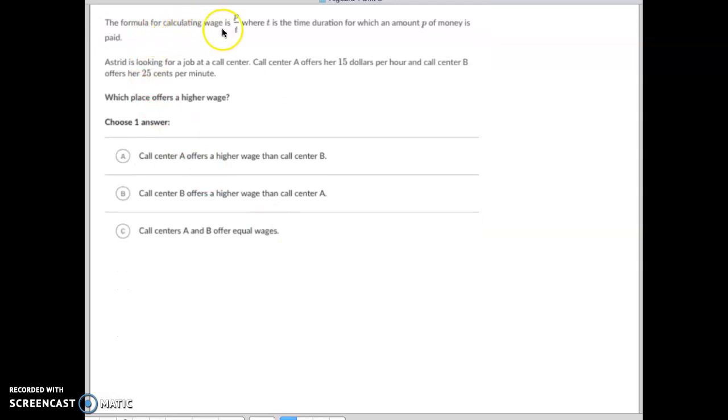The formula for calculating P, the wage, which is P is the amount of money over T time. Astrid is looking at a job at a call center. The call center offers $15 per hour. And then he looks at another call center B, which offers 25 cents per minute, which has a higher wage. So we take 25 cents per minute, and if we figure out there's 60 minutes in 1 hour, we simply have to take that 25 cents times 60 to figure out that this one has a wage of $15 per hour. So it turns out both of them have $15 per hour, so they offer the same wage.